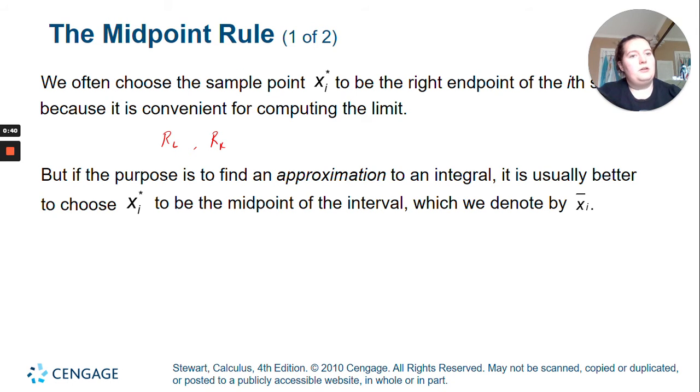Usually it's better to choose the one in the middle, right? It's kind of like taking the best of both worlds. You're not using one extreme or the other, you're using the one in the middle, but they're all approximations. So we will denote the midpoint as x sub i bar. That's how we know we're using the midpoint.